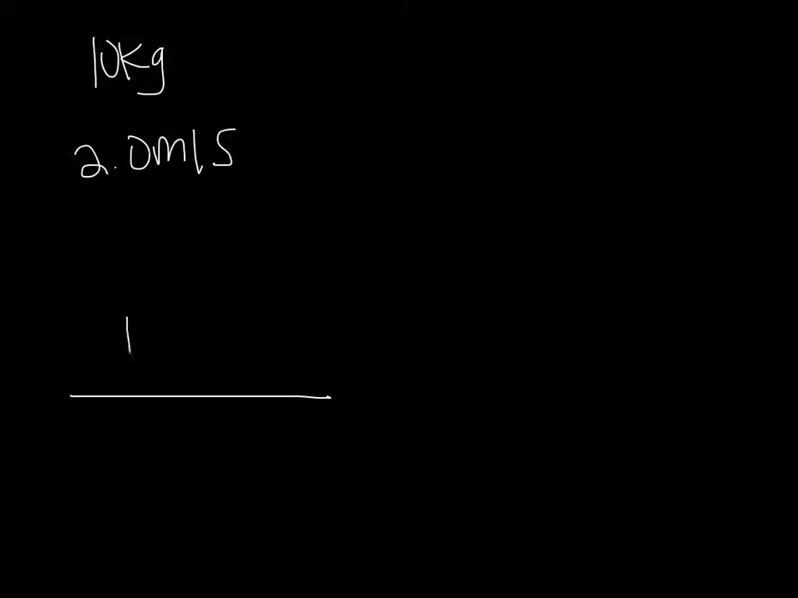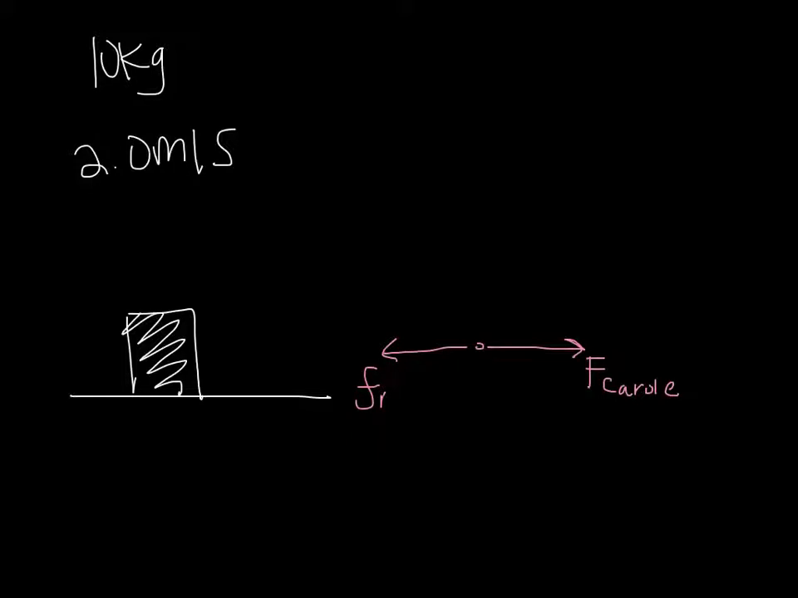So let's assume that the box slides to the right, and that means that the friction force opposes the motion by pointing to the left. So let's draw a free body diagram. We have the force from Carol. We have our friction force, and that is kinetic friction because the box is moving. We have our weight, and we have our normal force.